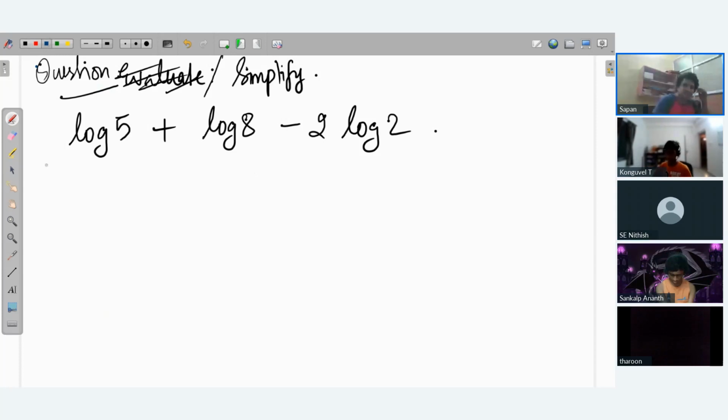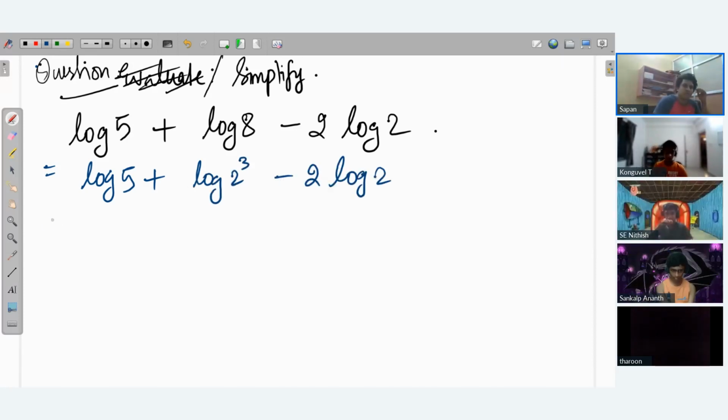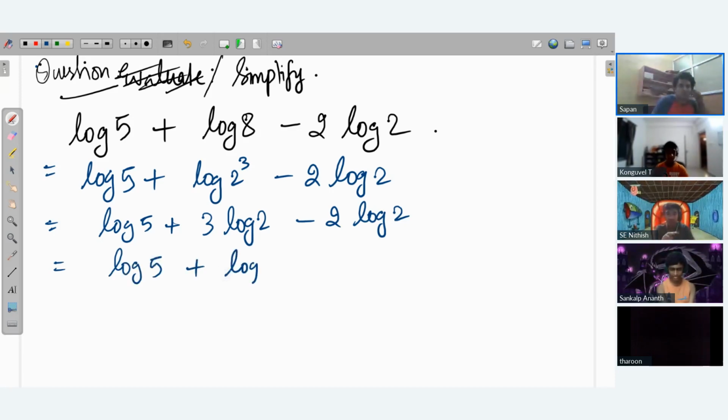Actually, I don't know. This is log 5 plus log 2 cube minus 2 log 2. This is log 5 plus 3 log 2, minus 2 log 2. Oh, sir, it's just log 2. Log 5 plus log 2. Oh, yeah, this is log 10. Oh my god. This is 1 because you are on base 10.